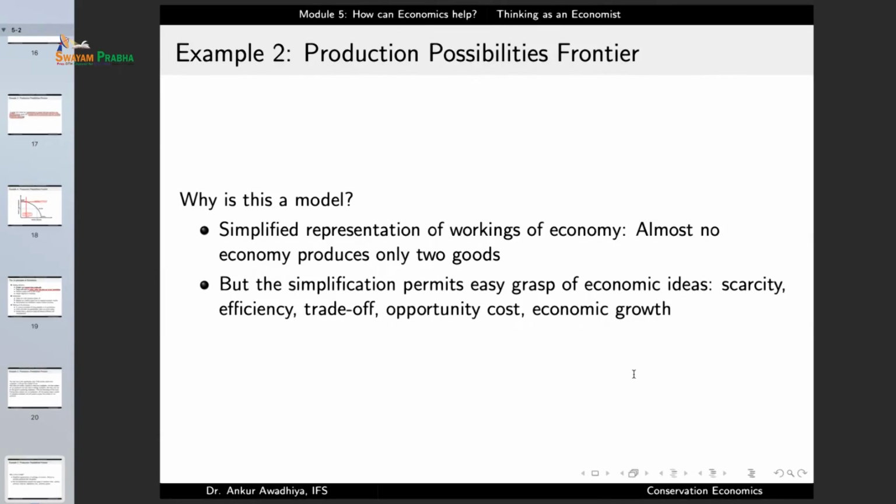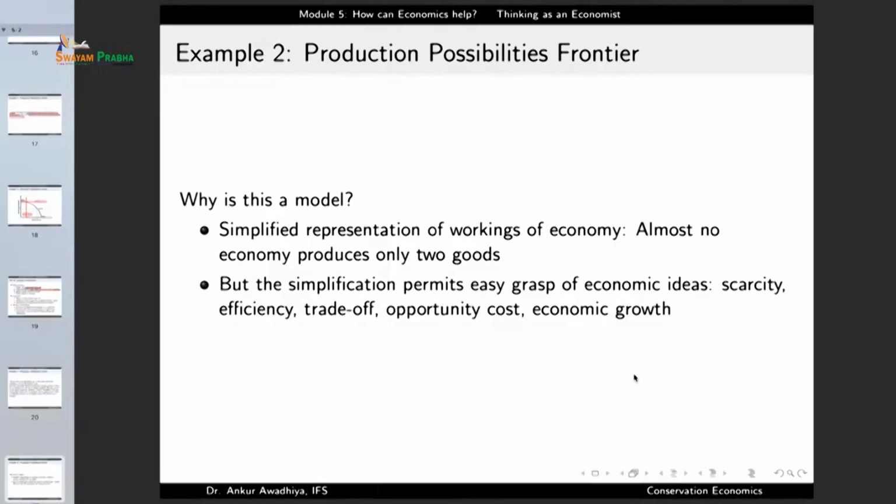Now, why is this a model? Because this is a simplified representation of the working of the economy. Almost no economy is there that only produces two goods. Most of the economies produce hundreds or thousands or millions of goods. But then to understand the role of allocation of resources, or to understand the opportunity cost, or to understand specialization, we have looked at an economy that makes only two items.